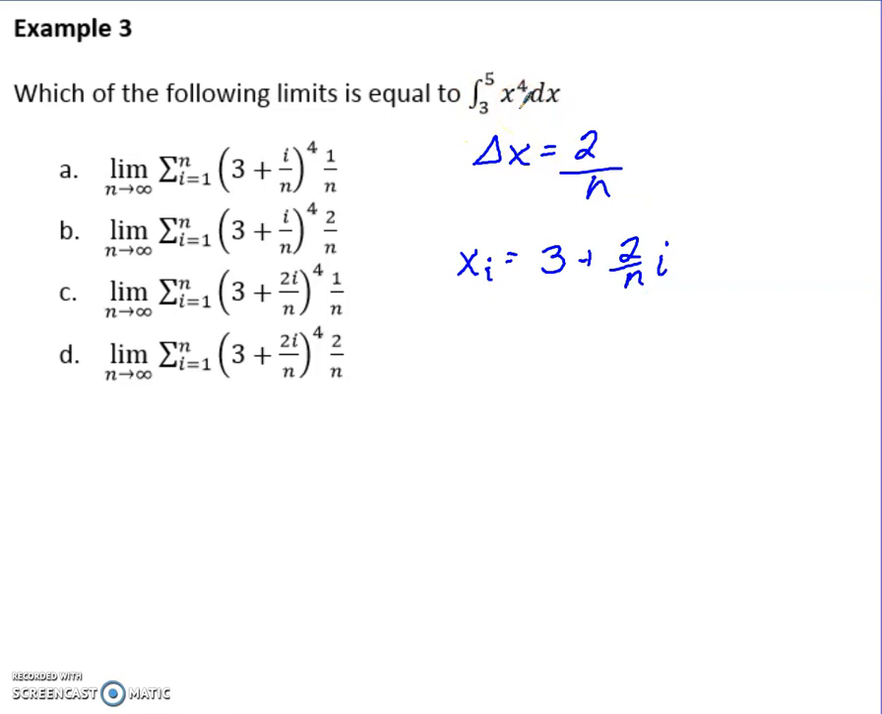Okay, so let's go over here and take a look. So I would have my limit as n goes to infinity. Everybody looks good. From i equals 1 to n, okay. I start with 3. So far, so good. My change in x values should go up by the interval over n, which is 2 over n. So these guys are out. And then I should be multiplying by my dx, or change in x, on the outside. So that's why that guy's out. So my answer would be D.